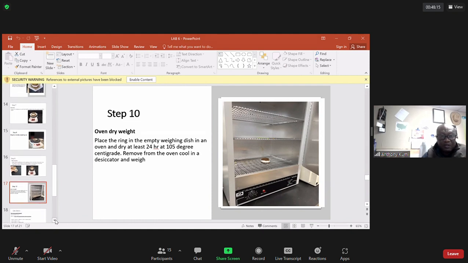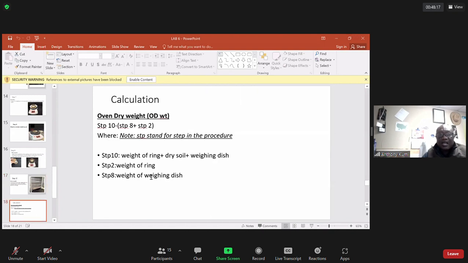we can calculate the weight of the ring and the dry soil and the weighing dish, the weight of the ring, the weight of the weighing dish, with the step-by-step procedure as you have been given in your worksheets. Then that will give you all the figures you are looking for. Then you can plot your graph. And you know that in plotting the graph, we plot y-axis against s, right?